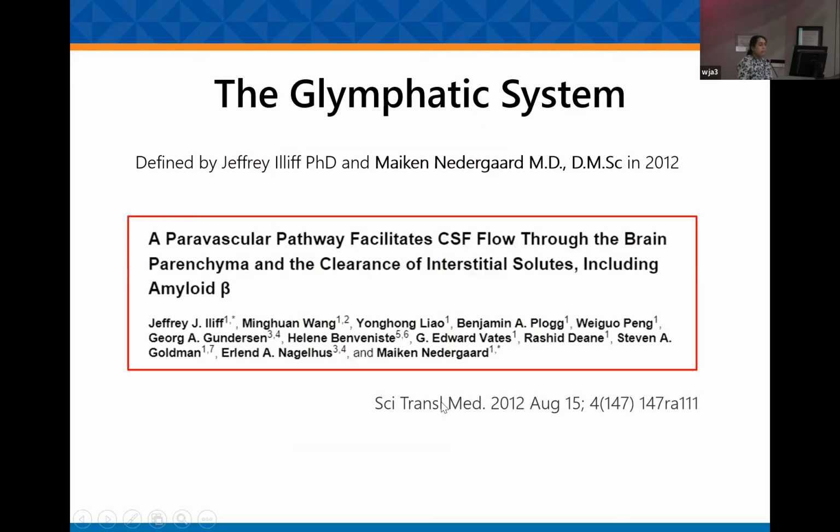But in 2012, the ideas of how metabolic waste is cleared from the brain were changed by Maiken Nedergaard, who is a Danish scientist at the University of Rochester. And actually, most of the literature I present here is coming out of her lab. This was a very seminal paper that she put out describing the glymphatic system. And it's called glymphatic because it's an analog of the lymphatic system, but based on glial cells.